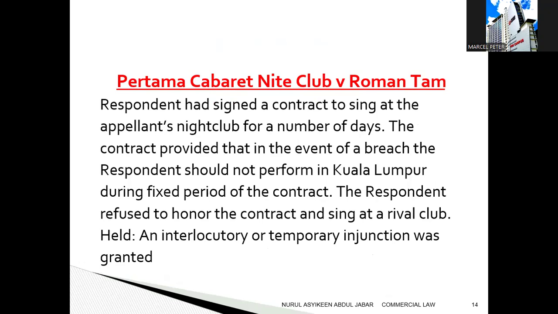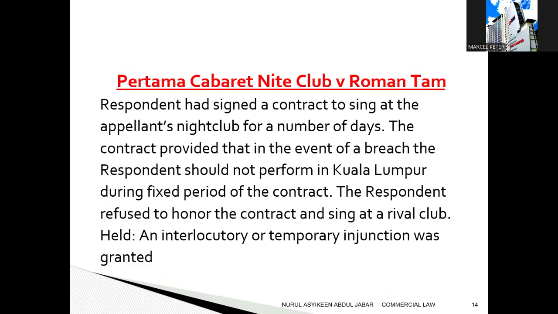Let's look at another one. Pertama Kabaret Nightclub Sendirian Berhad versus Roman Tam. So the facts of the case: Roman Tam, a singer, agreed to perform only at Pertama Kabaret for a certain period of time. He later refused to perform and wanted to perform elsewhere. The club asked the court to force him to perform or to stop him from performing at other places.